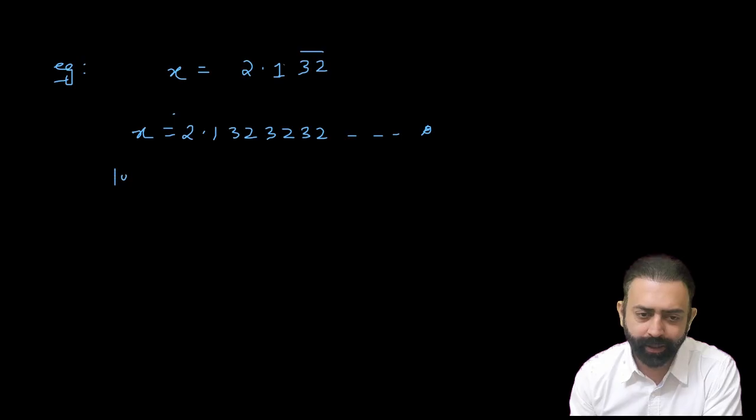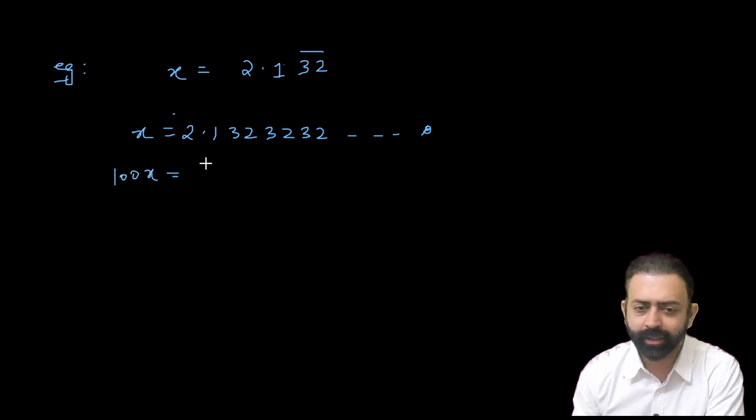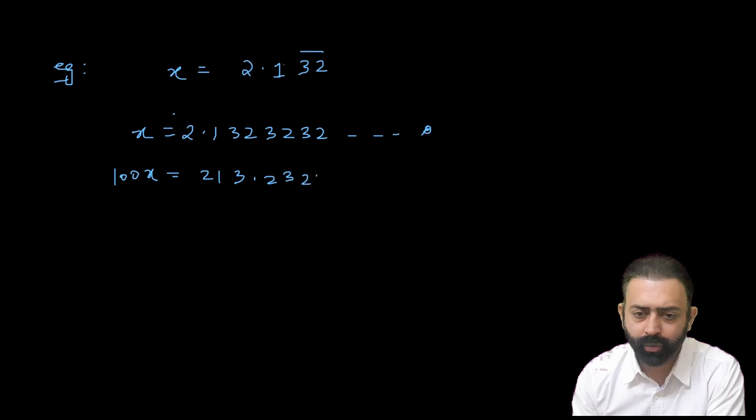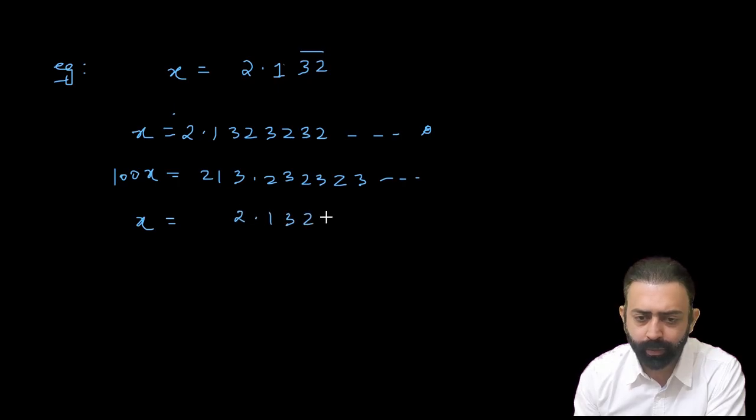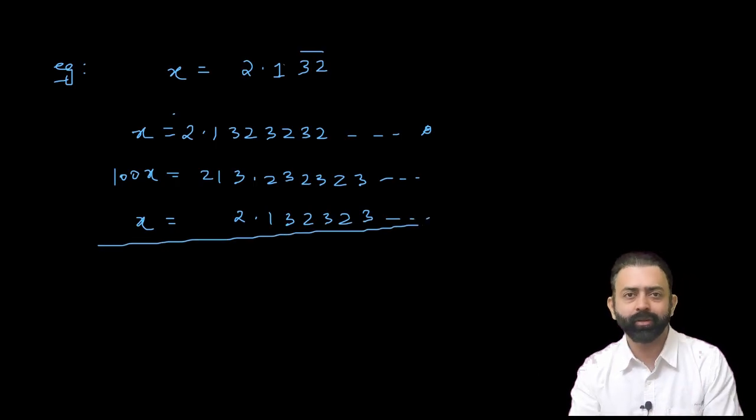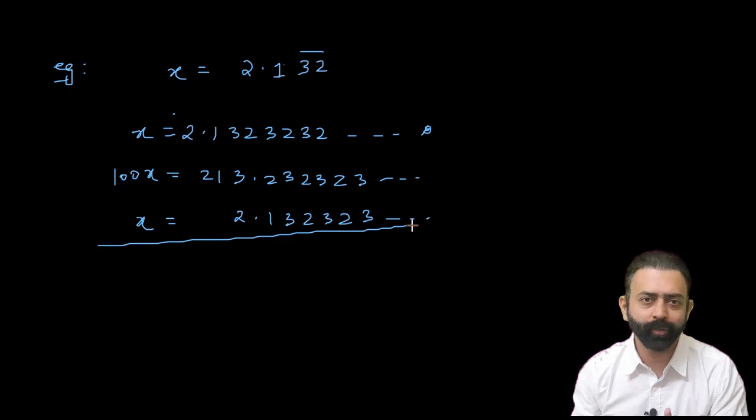So 100x is equal to, after shifting the decimal, 213.232323 and so on. And this is x, again rewriting this as 2.132, 2.1323232. We have aligned the decimals. There is no problem in this.